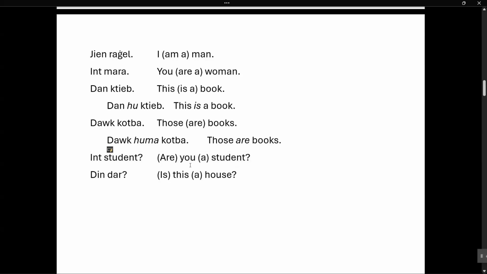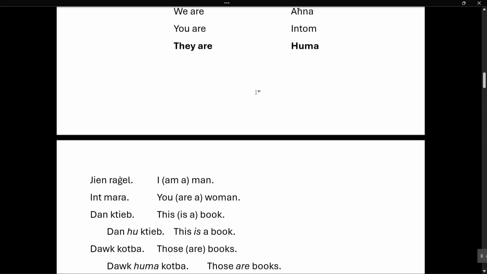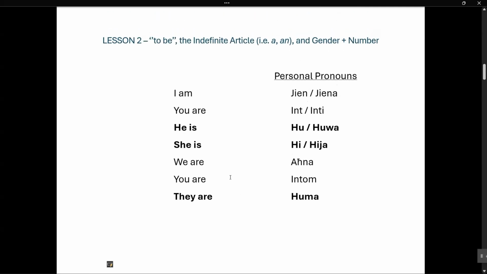Is this a house? As you can see, the ones in brackets, I'm always emphasizing that these are the extra words. They don't exist in Maltese. But if we like, we can emphasize the presence of the verb to be by using the personal pronouns. We can mimic the verb to be with the personal pronouns. Specifically, and most practically, these three in bold: the huwa, the hija, and the huma.